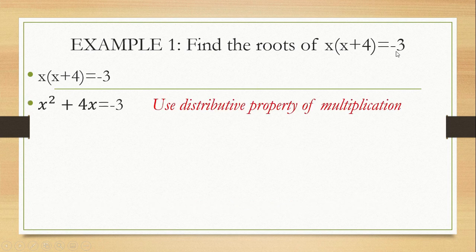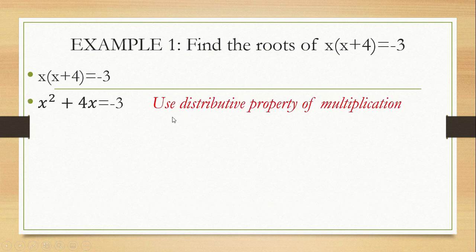Our first step to solve this equation is to use the distributive property of multiplication, wherein we need to distribute x in the terms inside the parentheses. So we have x times x, that is x squared. Then x times positive 4 is positive 4x equals negative 3.